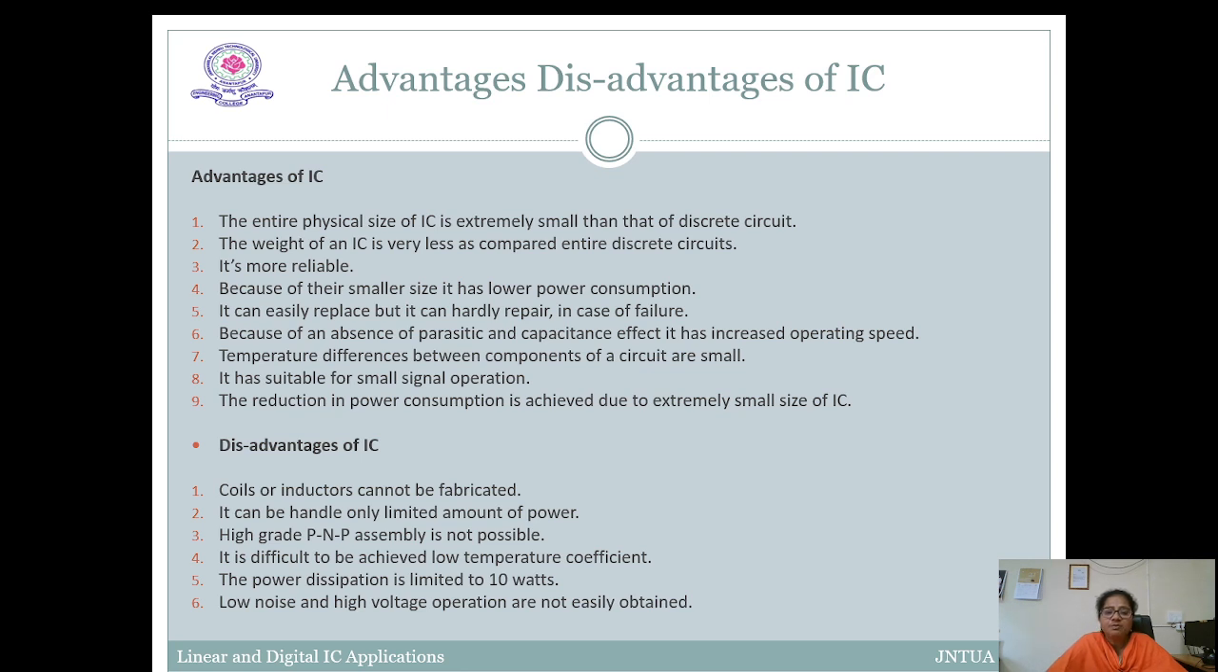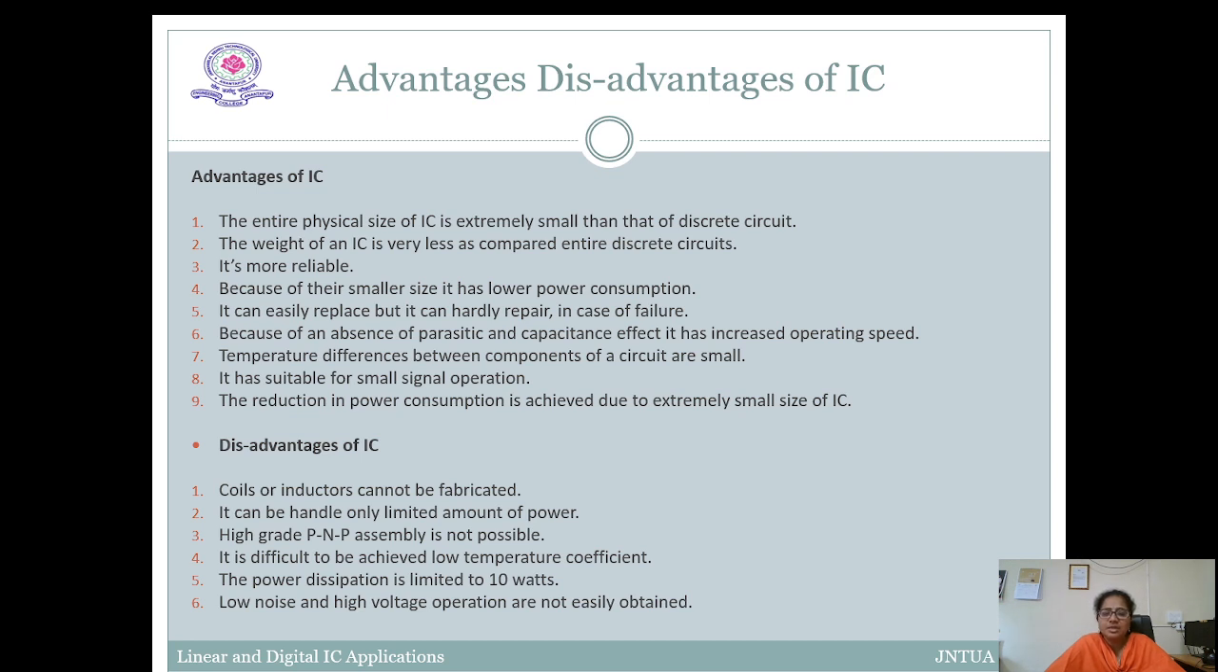Because of the absence of parasitic capacitances, the operating speed is increased. So the speed of ICs is also higher than that of discrete component circuits. This is because of the absence of parasitic and coupling capacitances. What exactly parasitic capacitances and coupling capacitances are, we'll see later. But the effect is that the speed of the IC is high, and the temperature difference between components of a circuit is small, and it is suitable for small signal operations, and the reduction in power consumption is achieved due to the extremely small size of an IC.